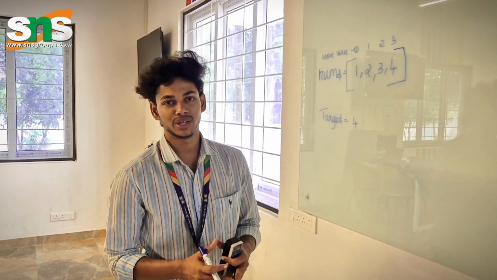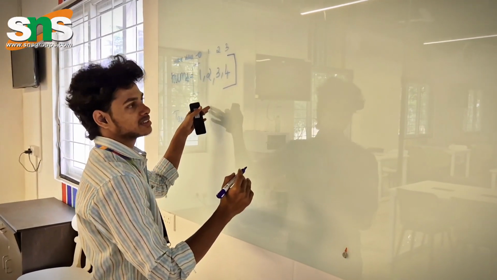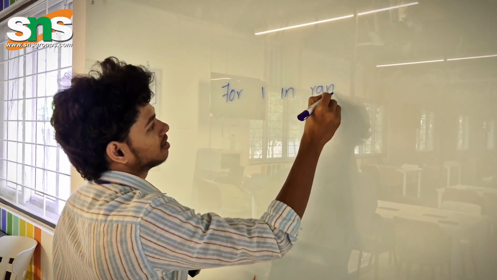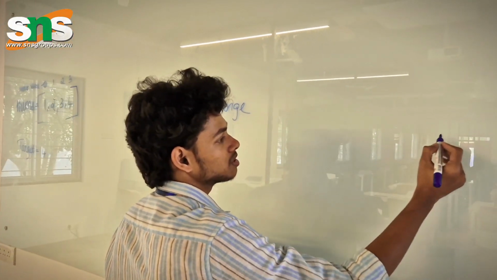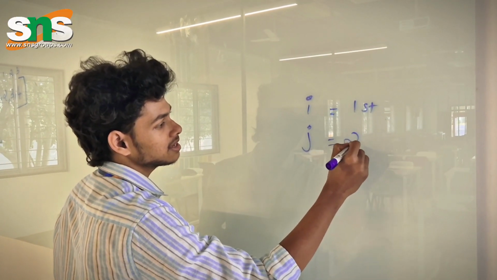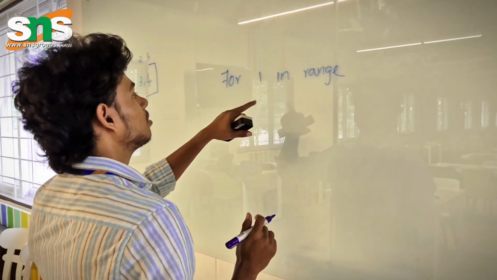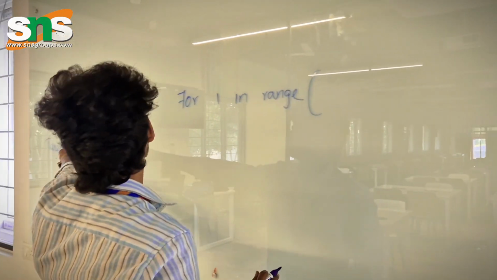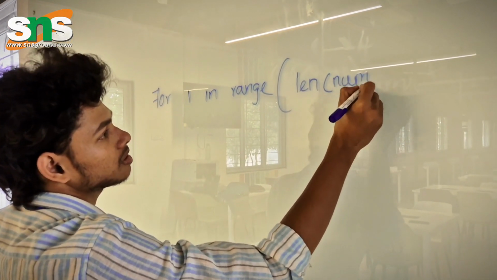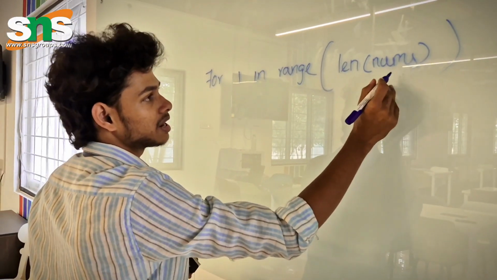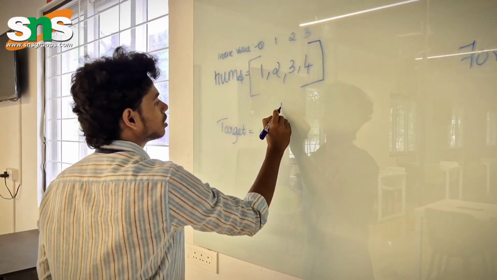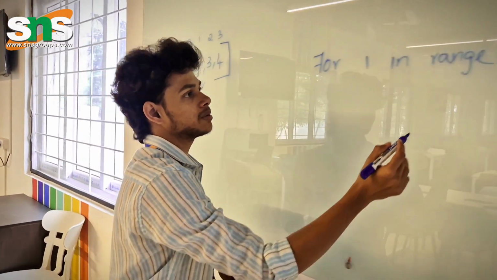Let's see how it can be done in code. For iterating over the numbers, we can use a for loop. For i in range, we can have two for loops: the i loop for taking the first number and the j loop for taking the second number. The i loop ends when the numbers run out, so we can write len of nums. This len of nums represents the length of the numbers. The length of the numbers here is 4, so it will automatically be replaced by 4.